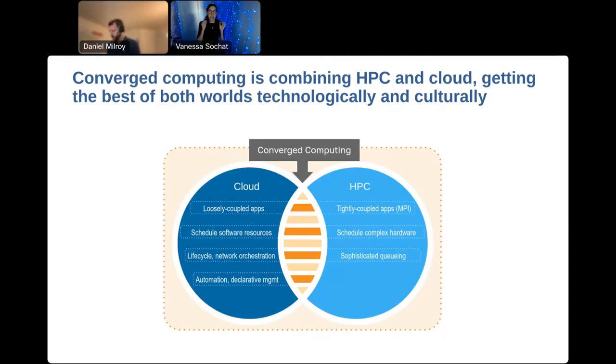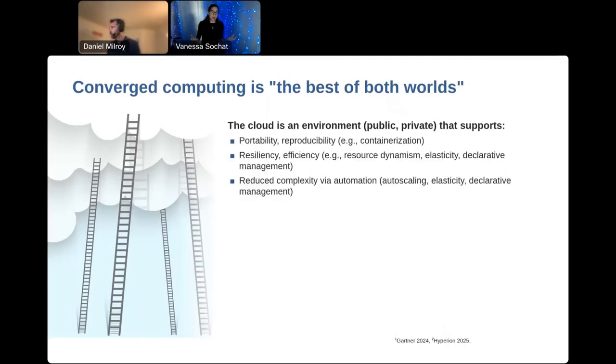And it's not just the technology space, it is also the people space culturally, because we need to be able to work together, to collaborate, to achieve a lot of these goals. So converged computing really is a best of both worlds. As you know, cloud is an environment, public and private, that supports all of these features: portability, reproducibility, usually via containerization, resiliency, efficiency, reduced complexity via automation, all by way of things we've already talked about: elasticity, declarative management, auto-scaling.